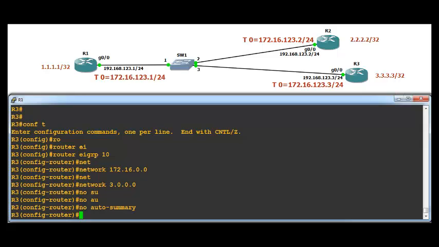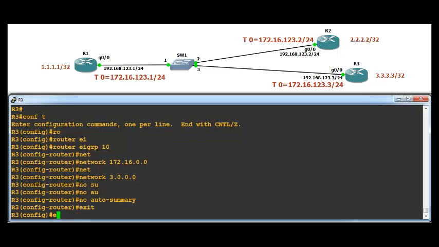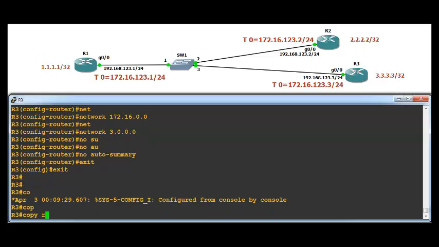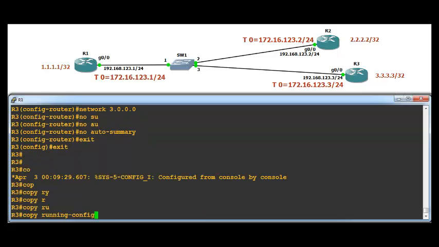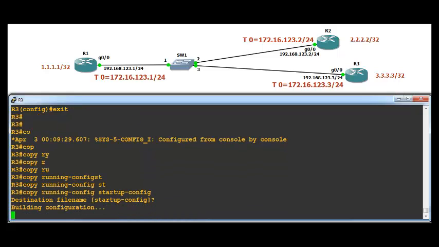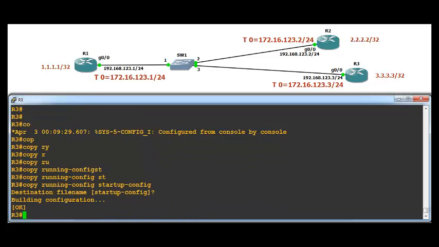These are the two networks. I am not running EIGRP on the physical interface. So R3 will not form a neighbor with R1 and R2 using the physical interface. Only via the tunnel can it form a neighbor. The tunnel is already there. Now it can speak to R1 and R2 using the tunnel. Alright, now it is done. Let me do the same thing on R2 and R1.